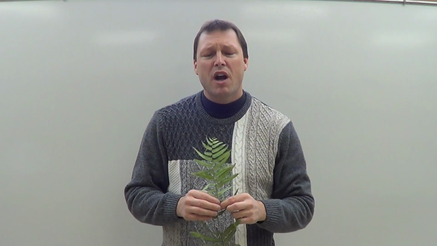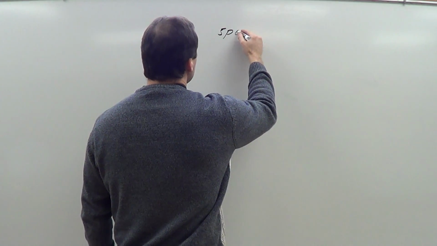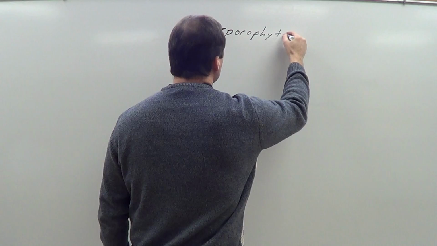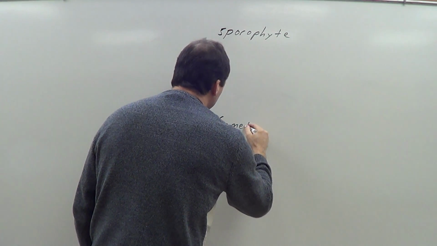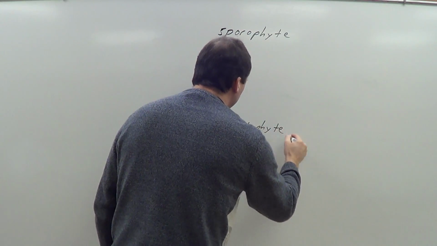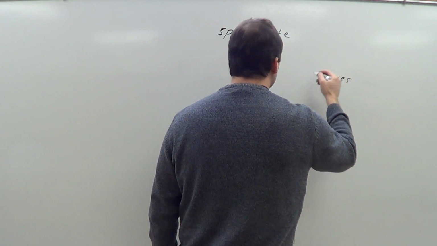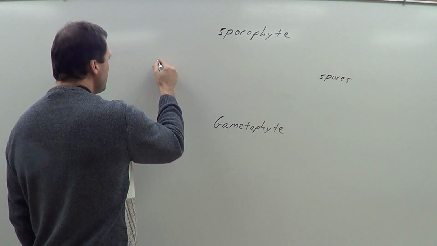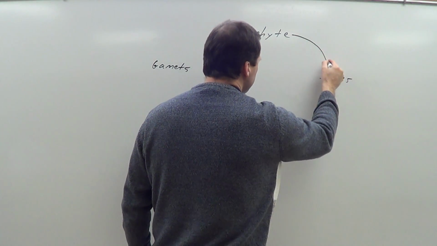So let's go ahead and start with the dominant generation. In this case, the dominant generation is the sporophyte. So I'm going to put sporophyte on top because that's our dominant generation. And then down below I'm going to write gametophyte. Now again, the sporophyte is going to produce spores, and the gametophyte is going to produce gametes. Let's go ahead and connect them up.